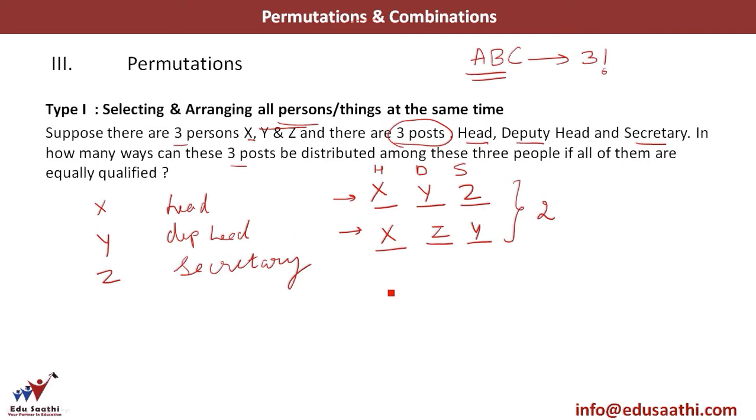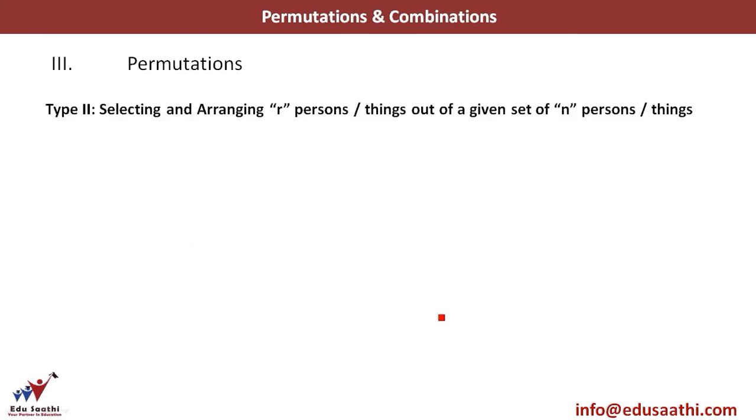So what is the answer to this question? Simply because I have 3 people and I have to arrange all of them. All of them are equally qualified and all of them have to be selected. So the answer is simply 3 factorial, or in other words 3 into 2 into 1, which is 6. This would be more clear when we discuss the other type, which is type 2.